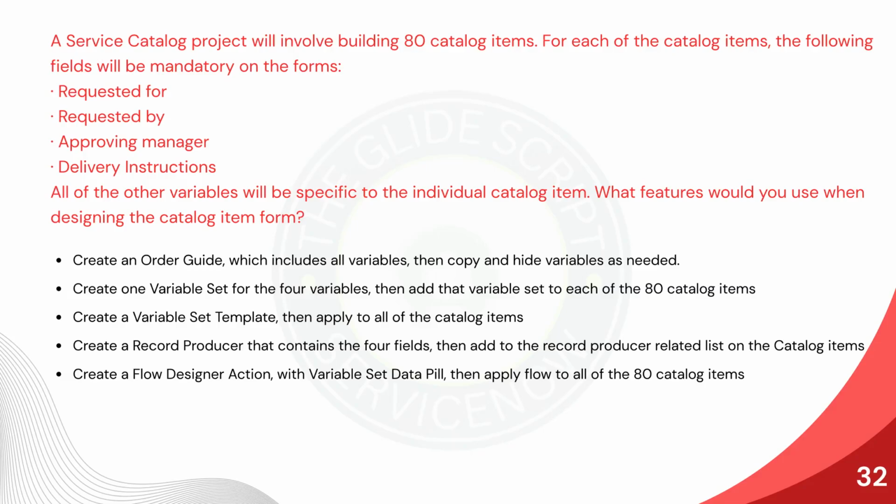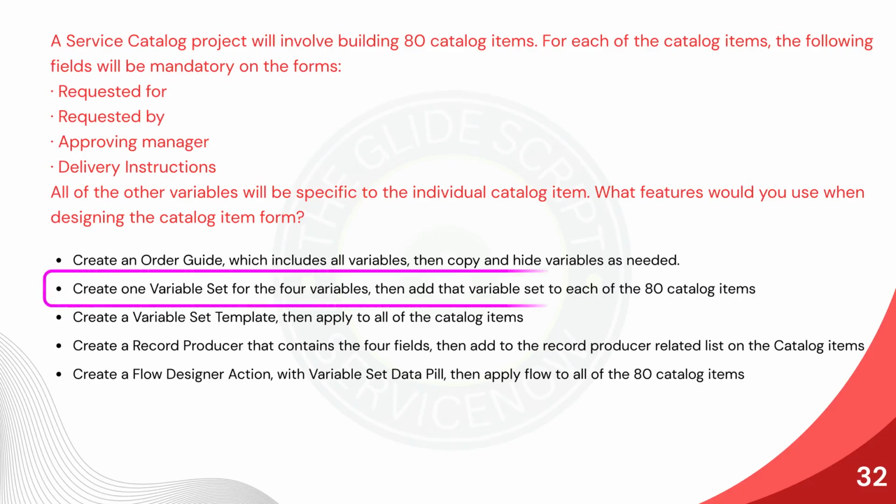Next one is, a service catalog project will involve building 80 catalog items. For each of the catalog items, the following fields will be mandatory on the forms: requested by, approving manager, delivery, instructions. All of the other variables will be specific to an individual catalog item. What feature would you use when designing the catalog item form? Read it very carefully. These type of questions will definitely be there.